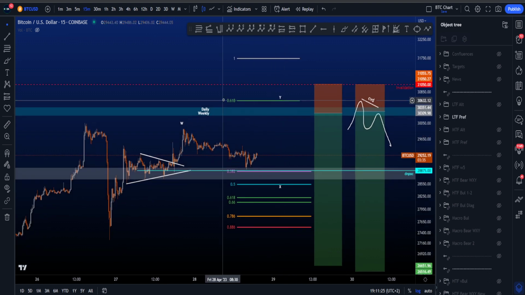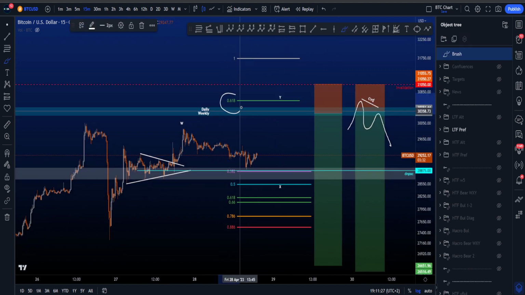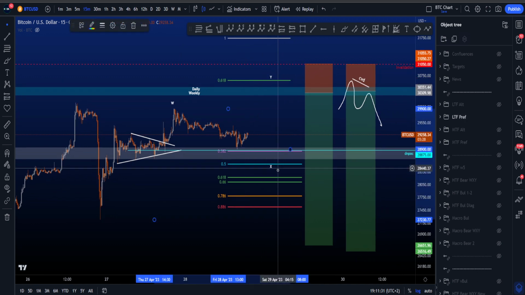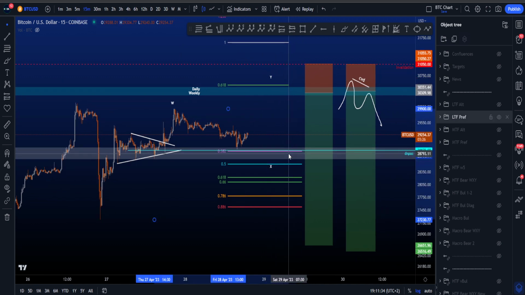We do also have the 0.618, which also is still a common target for a wave Y. And the lower this wave X is going to go, the lower the 0.618 is going to be as well.